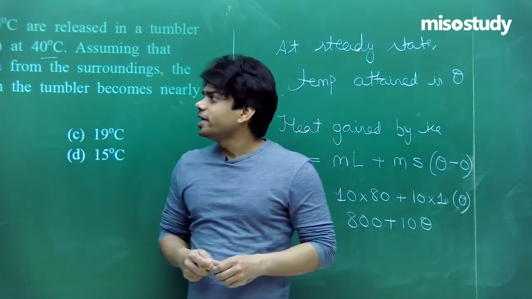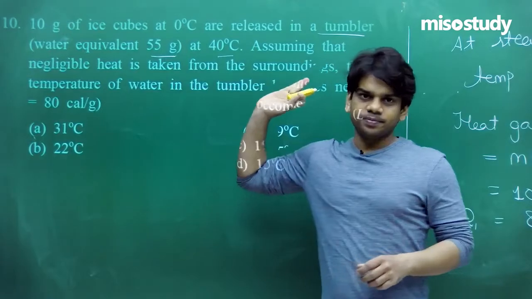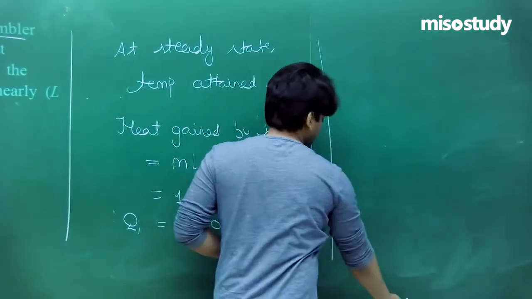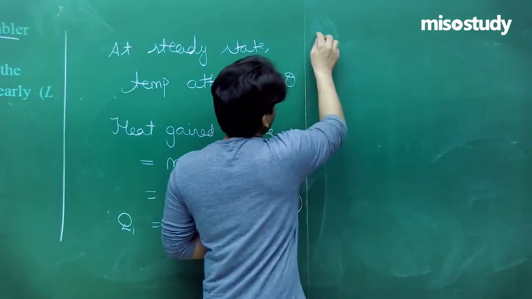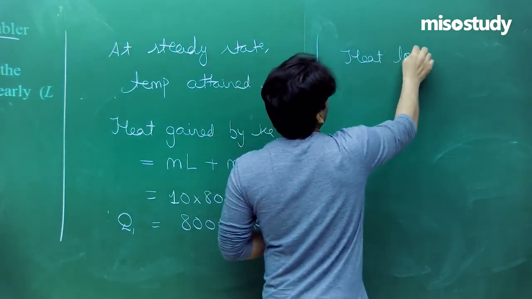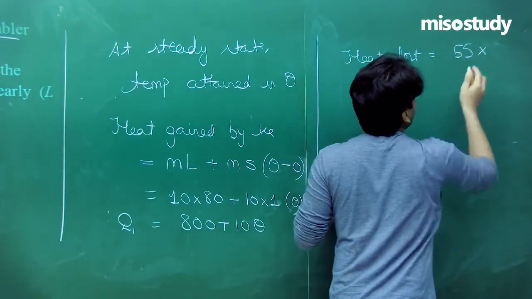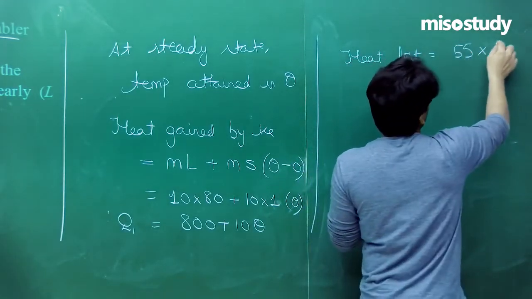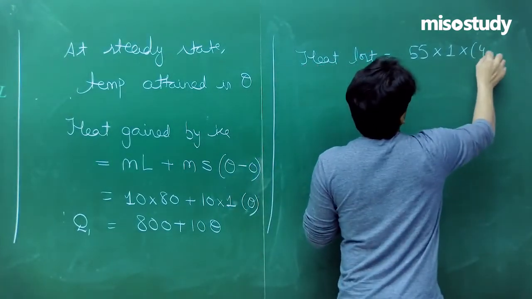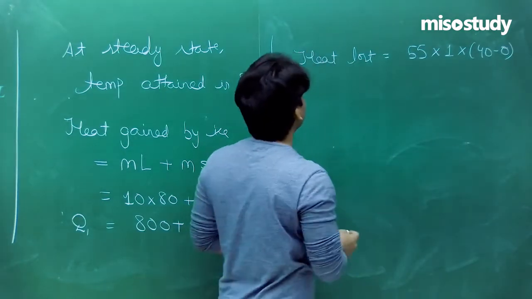Now you see what will be the heat lost. It says released in a tumbler of water equivalent 55 gram. So given the water equivalent of the tumbler, that is 55 gram, the heat lost by the tumbler, that is hot water equivalent of 55 grams, is 55 multiplied by specific heat capacity, 1 calorie per gram, multiplied by difference in temperature, that is 40 minus theta. So 55 into 40 minus theta will be the value.